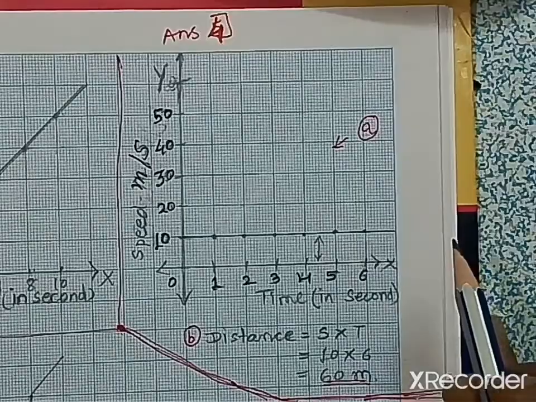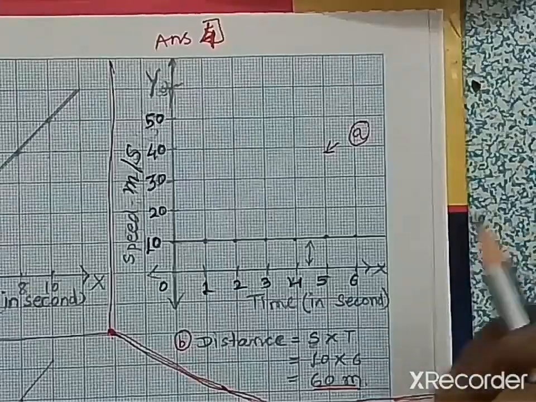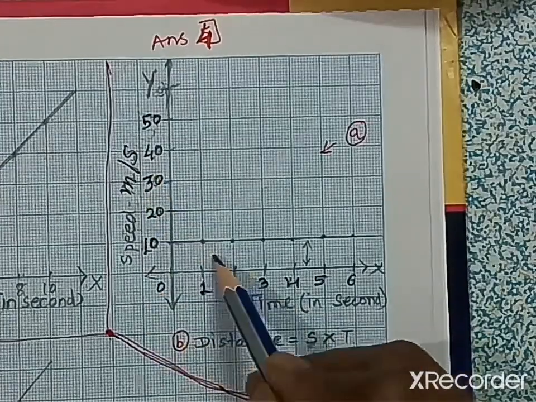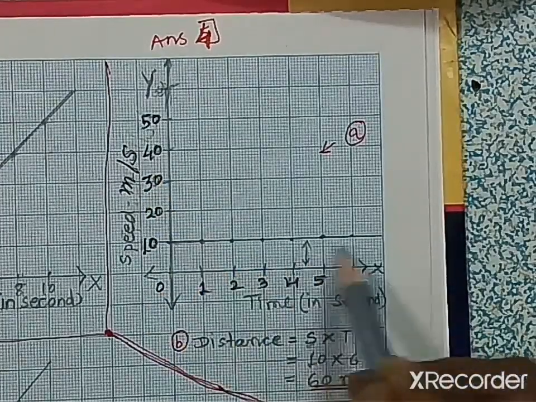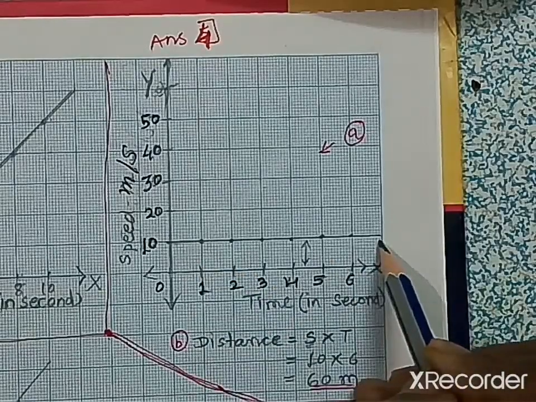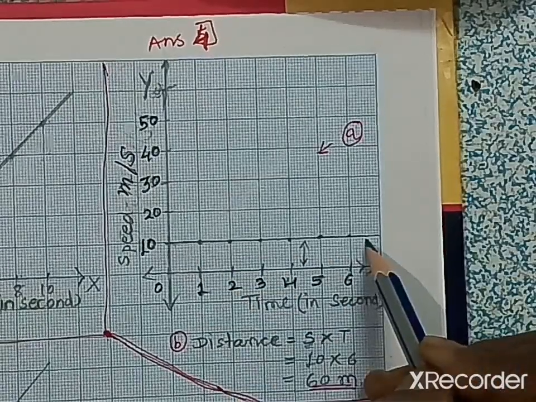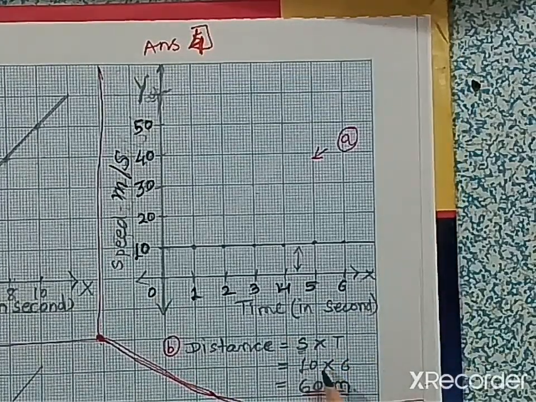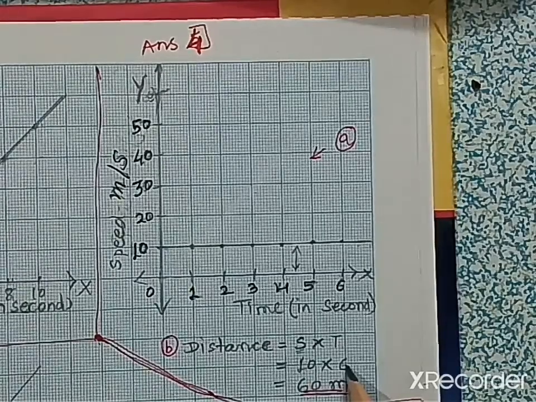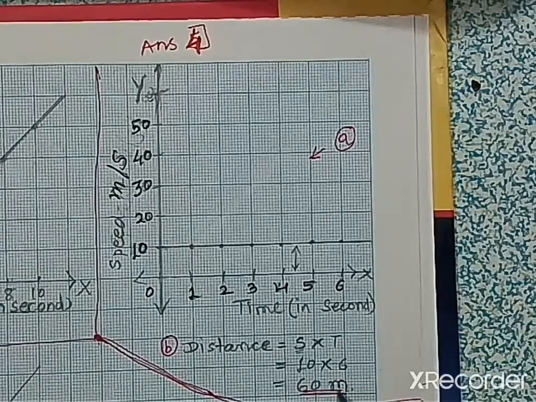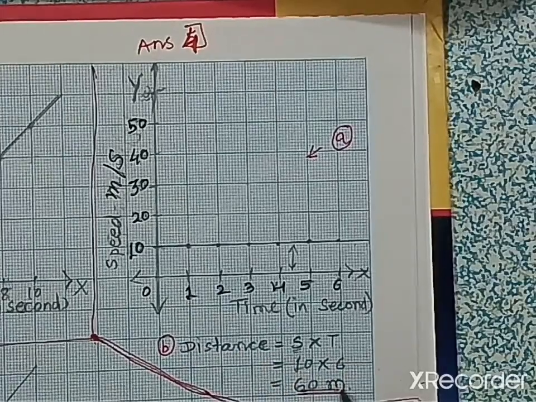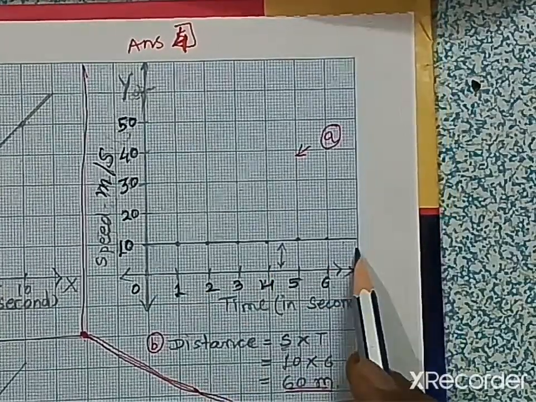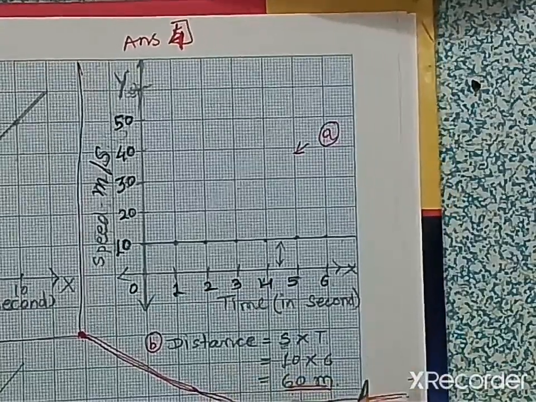Next we have to find out the distance traveled. We know that the speed is constant. It is given in the example that it is at a constant speed, so this constant speed gives us the parallel line. Then what is the distance? Here 10 meter distance is there, and 10 meter into 6 is 60 meter. So this car traveled 60 meter in 6 seconds at a constant speed. Then we have the next example.